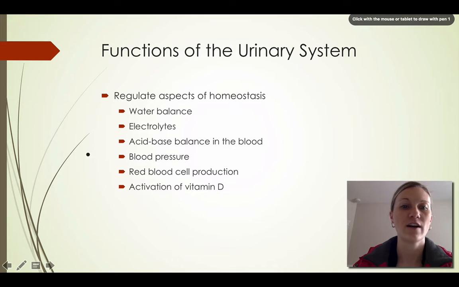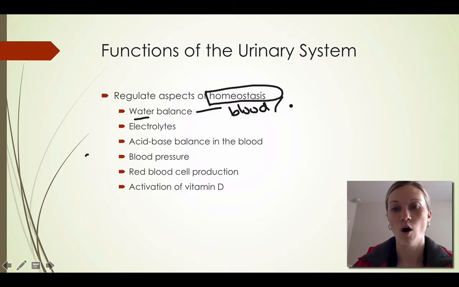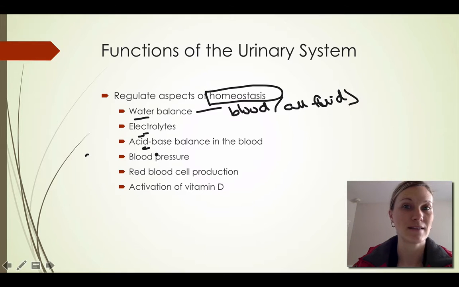The major function of the urinary system is that it's going to maintain a balance of all homeostatic mechanisms in the body. The urinary system probably doesn't get enough credit for the huge job that it actually has to do. The first thing is that it deals with water balance. I'm not just talking about water balance inside the kidneys, but really water balance inside the blood, water balance inside all of the fluids in your body. Electrolyte balance has to do with the amount of salts. So it deals with electrolyte balance. It also deals with acid-base balance in the blood.